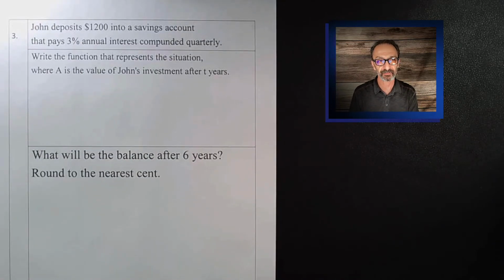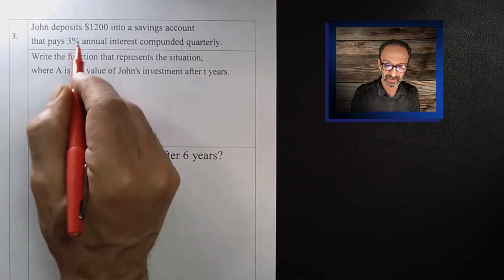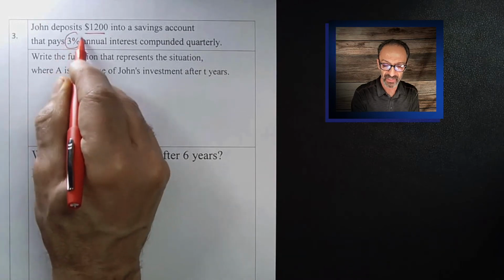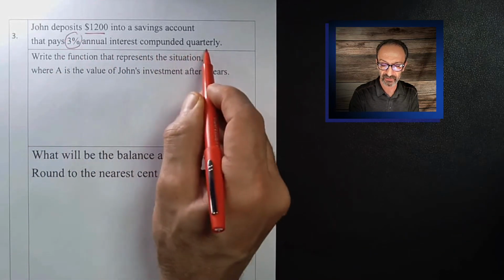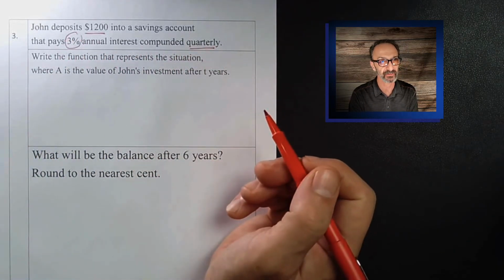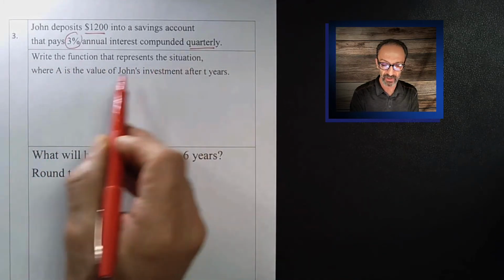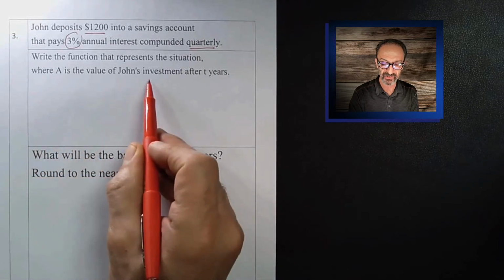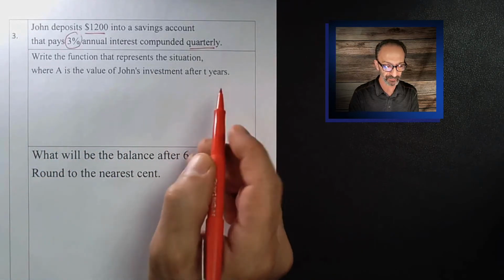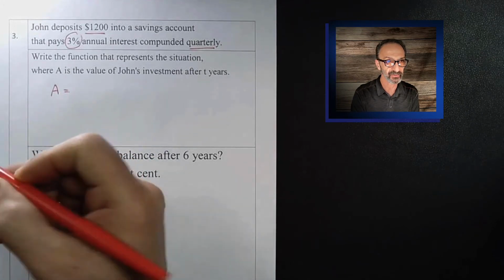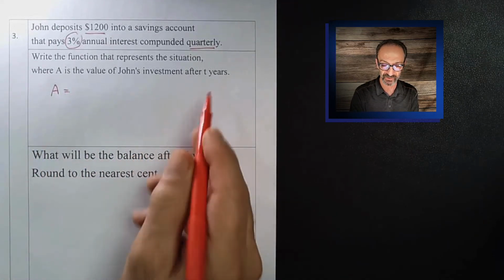Investment problems. John deposits $1,200 into a savings account that pays 3% annual interest compounded quarterly, 4 times a year. Write the function that represents a situation where A is the value of John's investment after T years. So the formula will be the following. That's the amount at the end after T years.